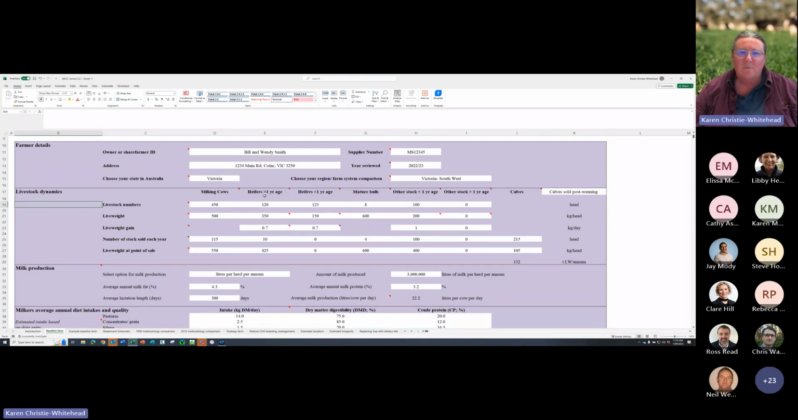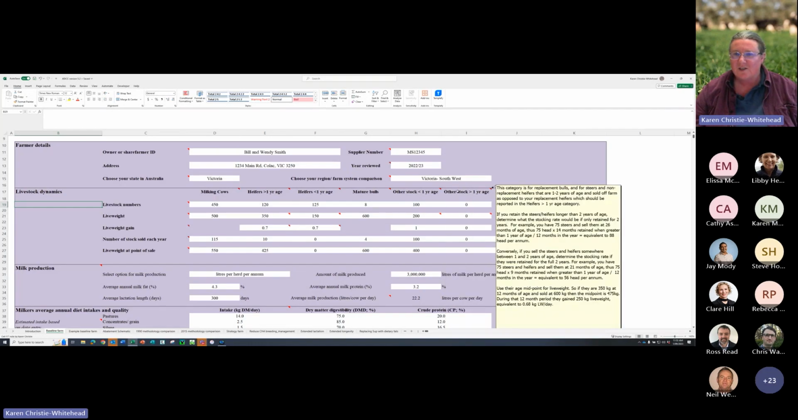These heifers greater than 1 year and heifers less than 1 year, they're your replacement stock. So, milking 450 odd cows and retaining around 120 or so heifers of the two age groups. Mature bulls, pretty self-explanatory. Other stock are any non-replacement heifers you've retained on farm, or any steers that you might be taking through to, I don't know, 350 kilos, or that are retained on farm. Again, plenty of help messages to help you through that.